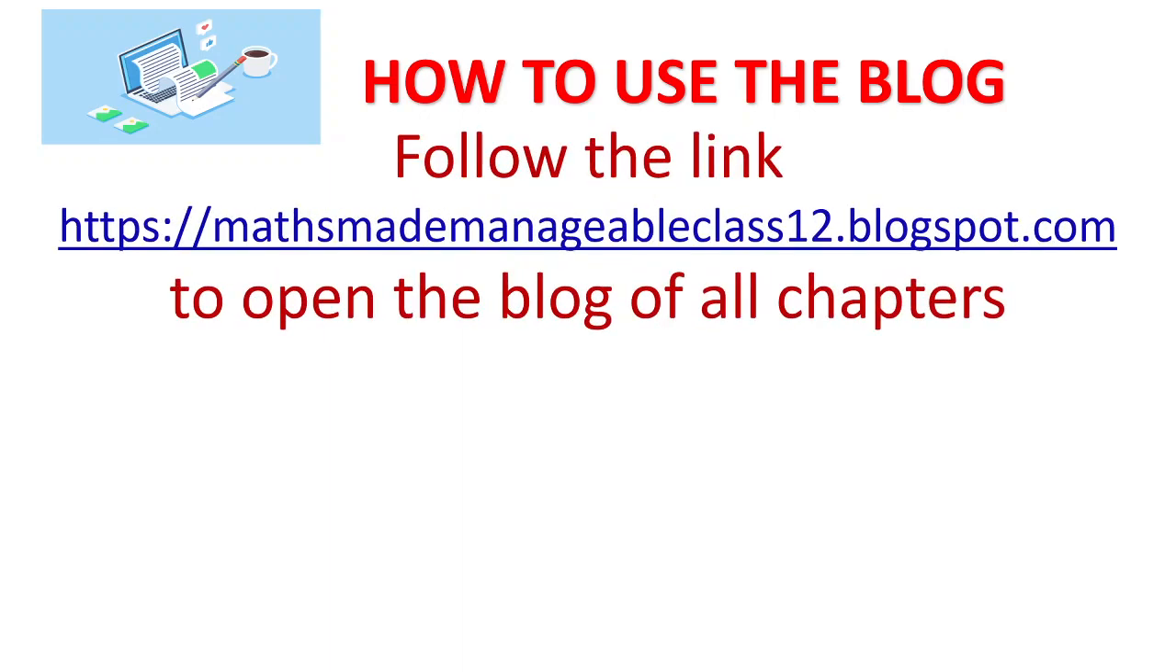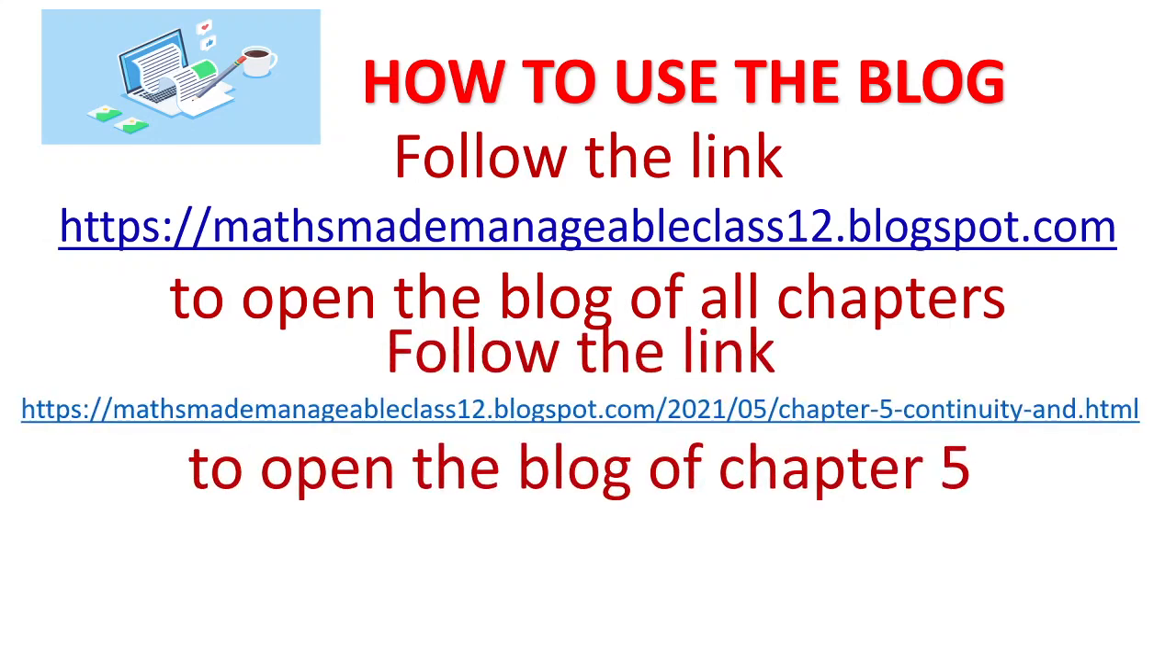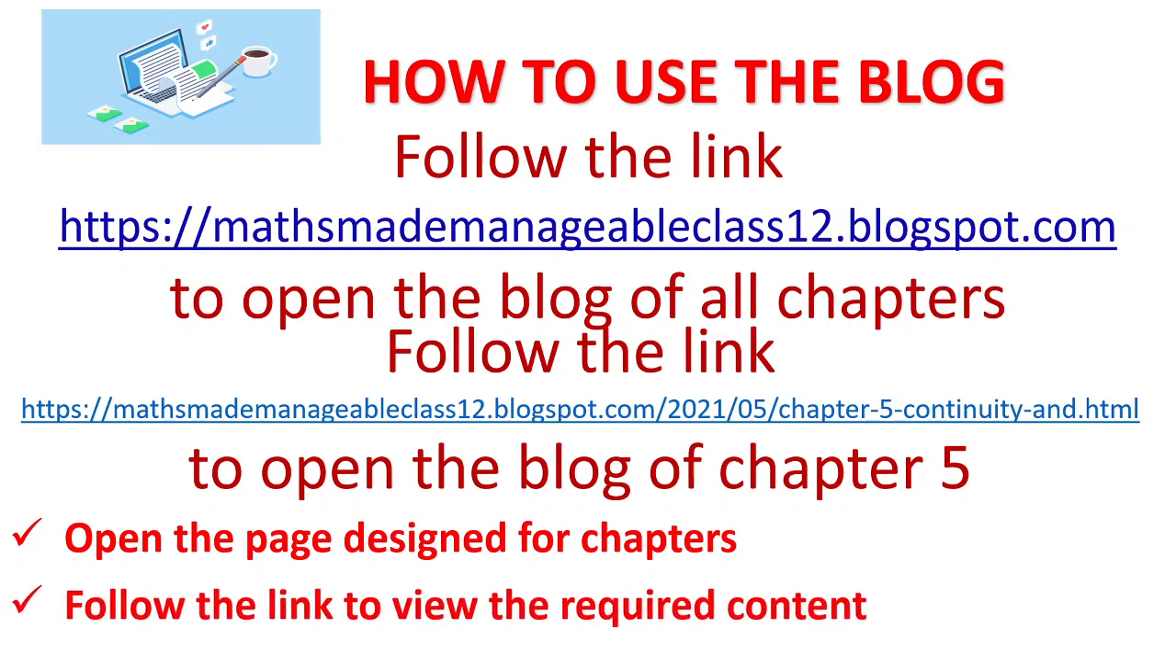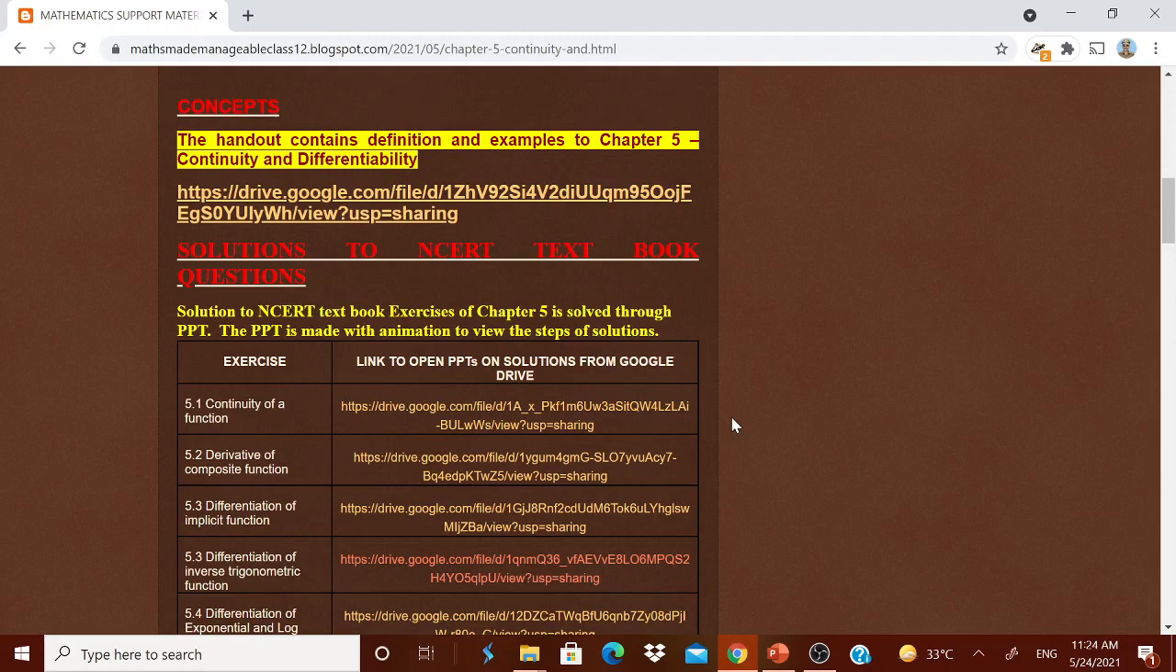How to use the blog? Now this is the link to open the blog of all the chapters. For example, if it is available for chapter 1 to 5, it is for all the 5 chapters, and this is specially for chapter number 5. You open the page designed for chapters and then follow the link to view the required content. Let us see how to view the blog.